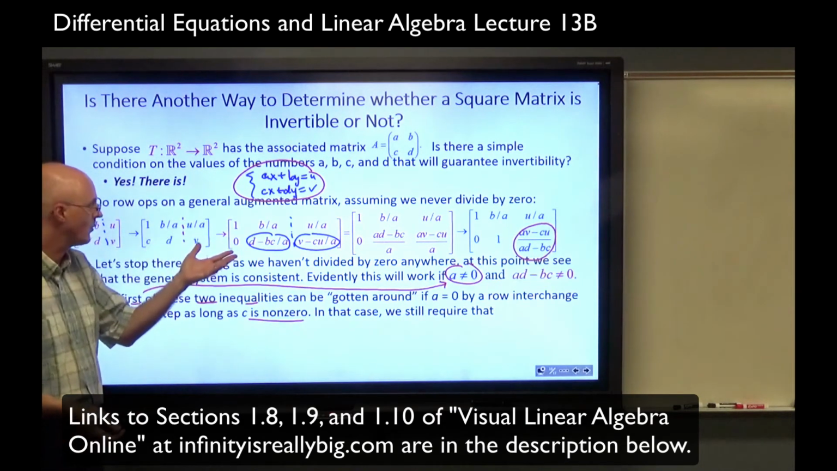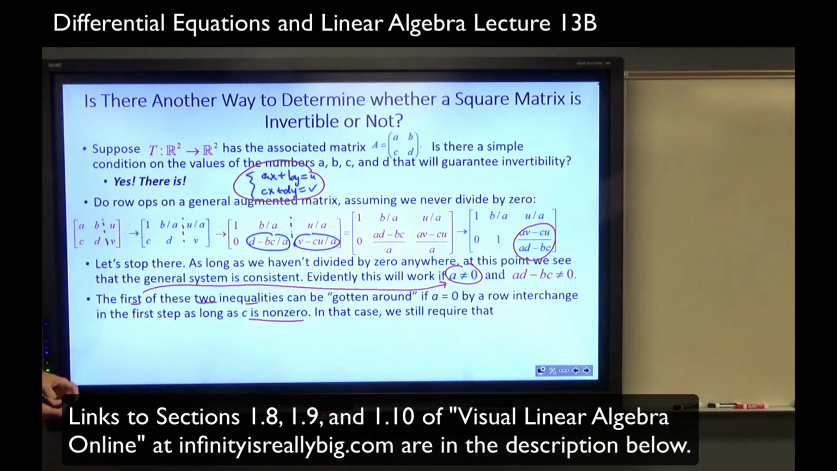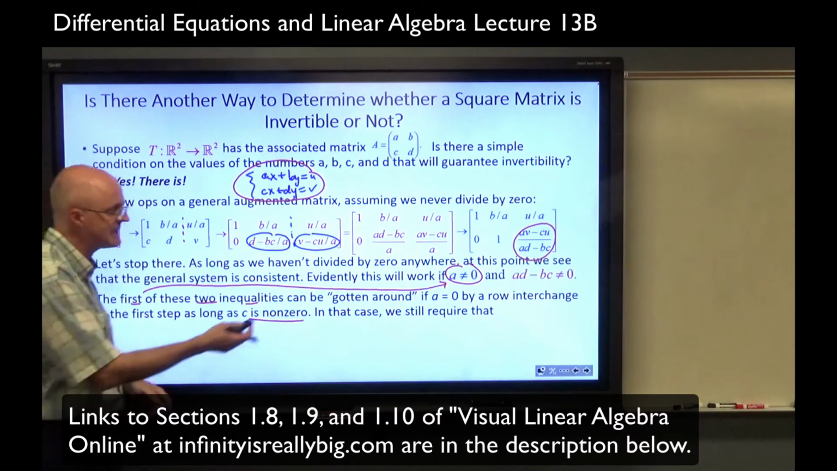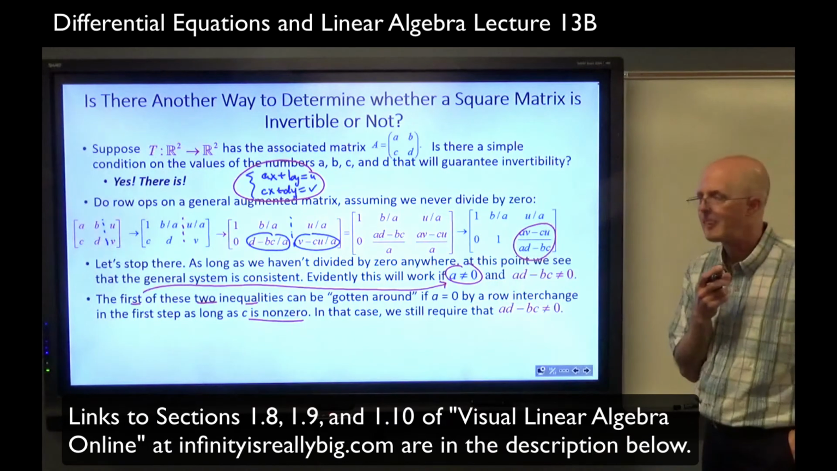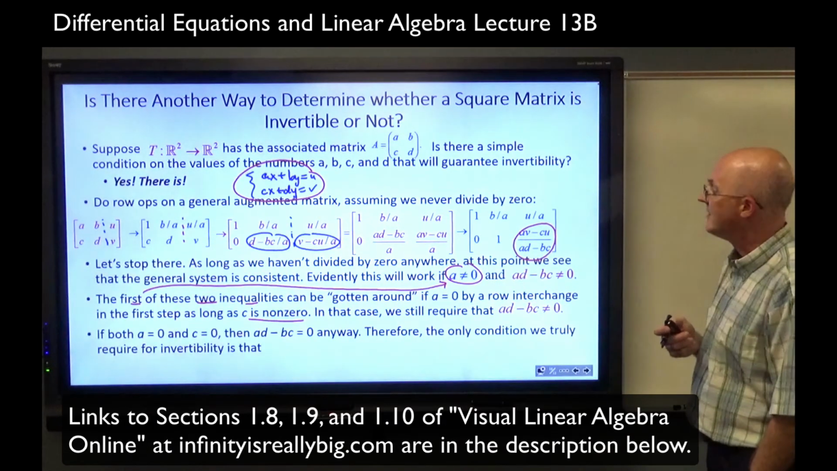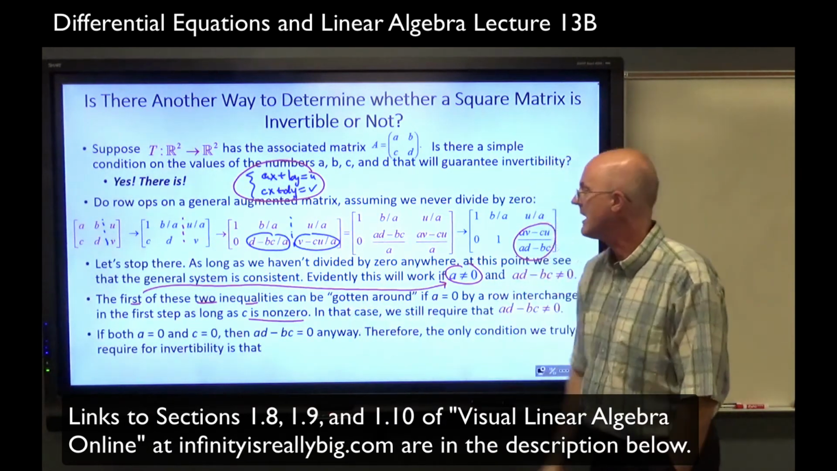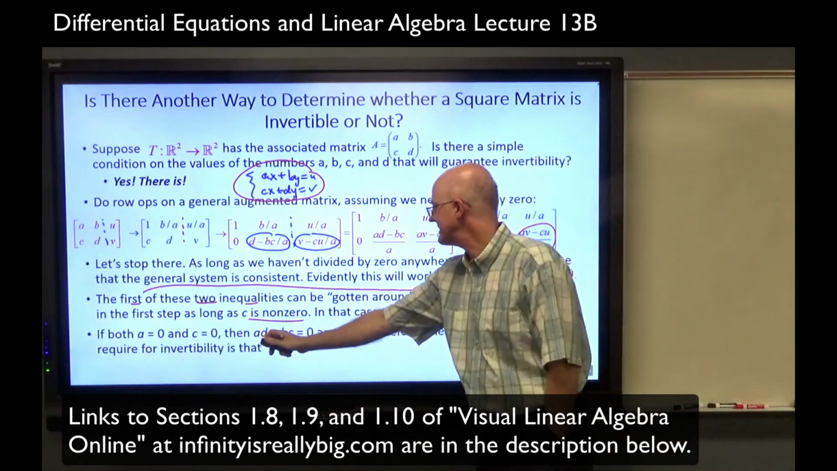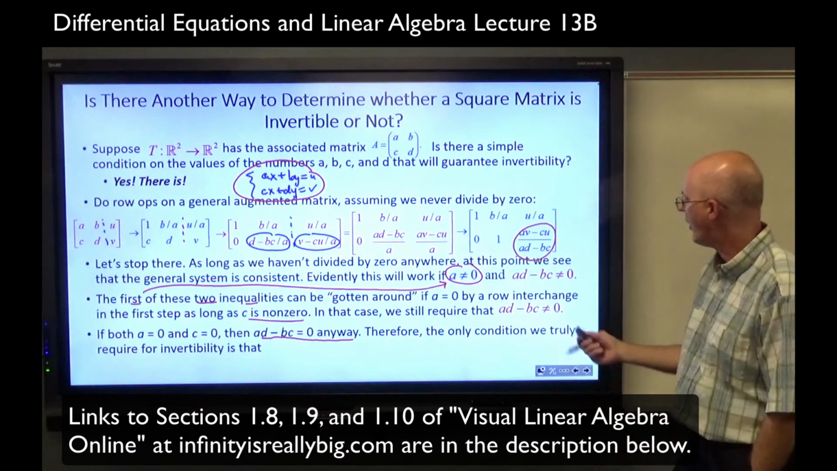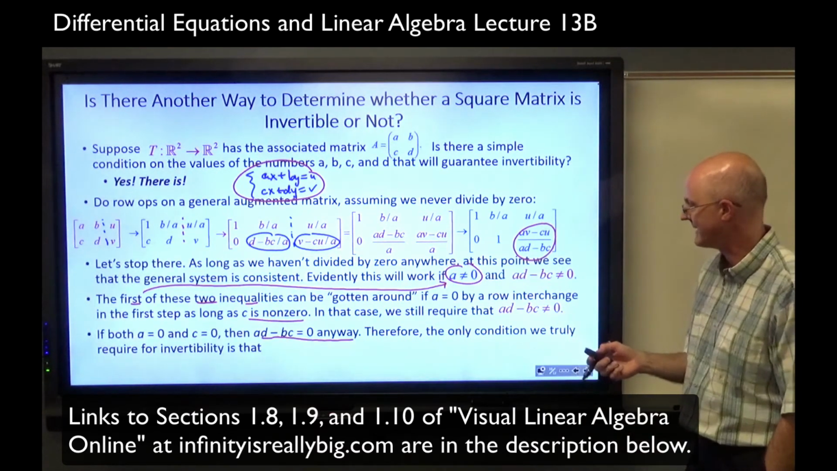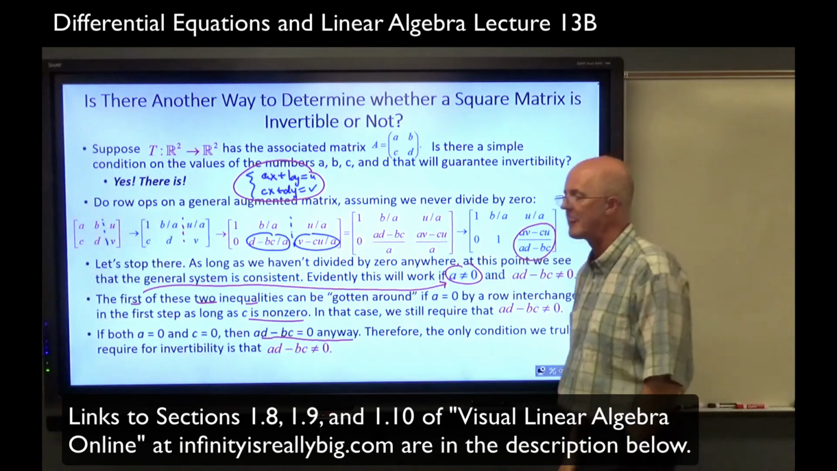All these steps would still work, and the A would go in place of the C, or the C in place of the A, as long as C is non-zero. We would see that AD minus BC should still not be 0. If both A and C are 0, then AD minus BC equals 0 anyway, so this condition is not satisfied. Therefore, the only condition we truly need for invertibility is that AD minus BC is not 0.